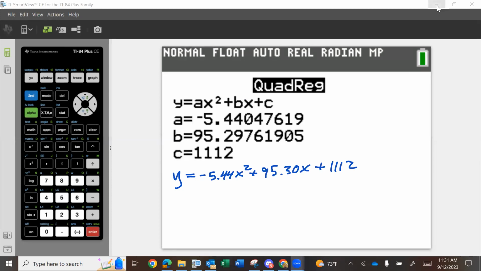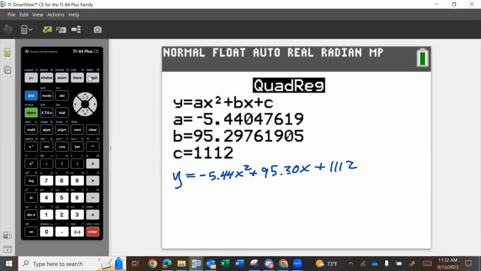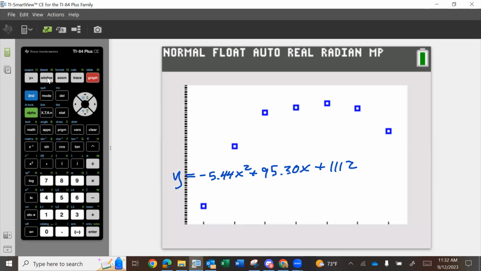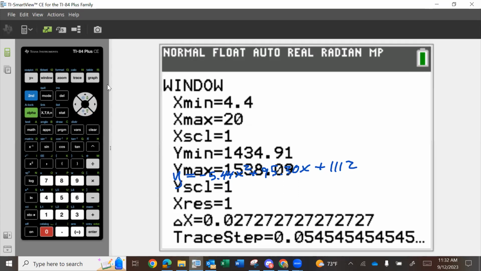Okay. So then it says, use your equation to predict the number of prisoners in the year 2020. Okay, 2020, that is going to be year number 20. And our graph on the years doesn't go up to year 20. It only goes up to year 7. So, oh well. But you know what? We could kind of explore that on our calculator. We don't have to, we might as well. I'm going to go to window and I'm going to push this thing out to year number 20 because the X's are our years.